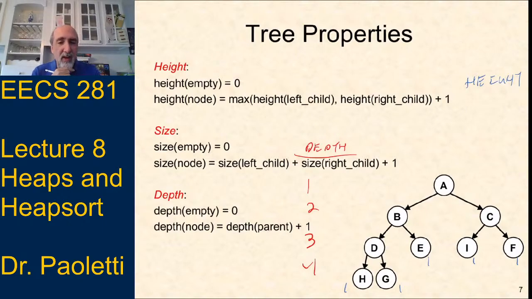So once we've got all the leaf nodes labeled, everything else is just the maximum of its children plus 1. So D would be the max of 1 and 1, plus 1 is 2. B would be the max of 2 and 1, which is 2, and add 1. So B is at a height of 3. C is the maximum of its children, 1 and 1 is 1, plus 1 for C. C is at a height of 2. And then A is the max of its children, 3 and 2, max is 3. Add 1, A is at a height of 4.